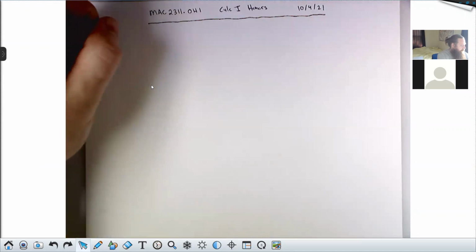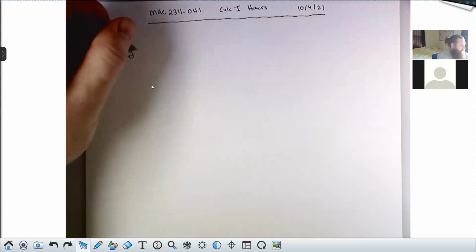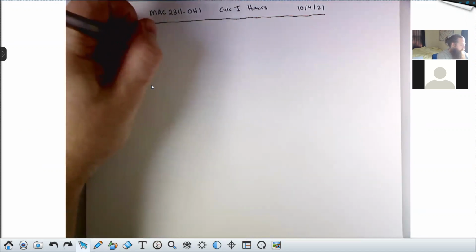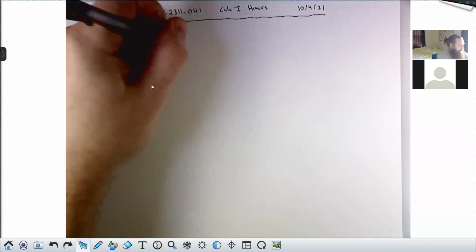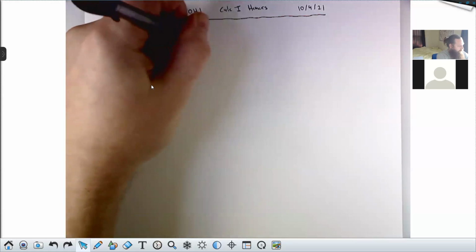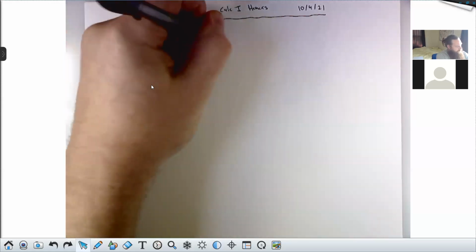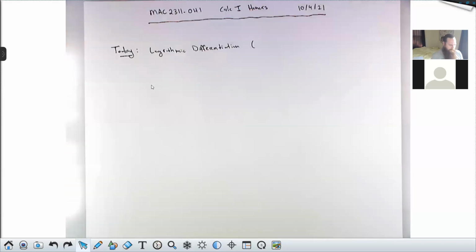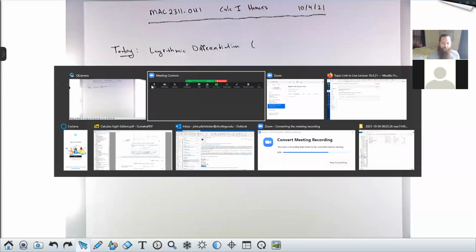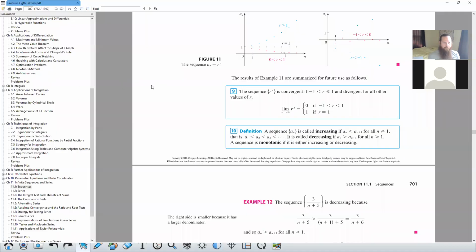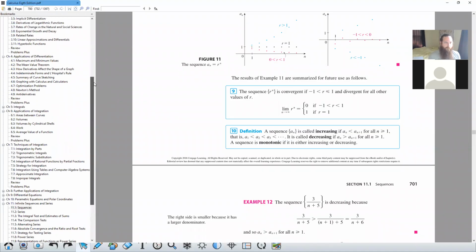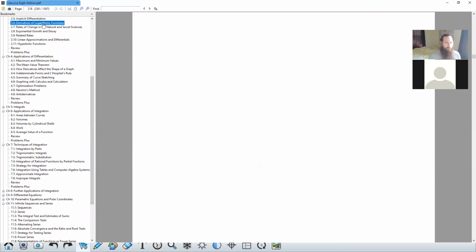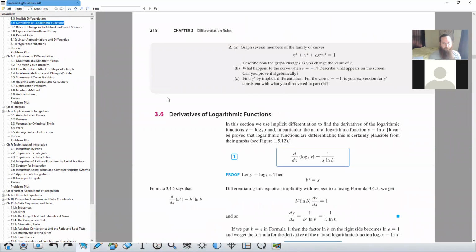And as promised, today we're going to learn what's called logarithmic differentiation. And the section in your textbook, I think this is 3.6. Yeah, 3.6. They call it derivatives of logarithmic functions. We're going to go a little further than this.